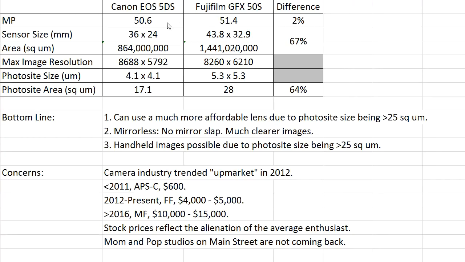So even though the pixel count is roughly the same, right? But when you do the square microns, how many square microns are on the sensor? Because we're at 67% increase in surface area, we have 864 million square microns on the Canon sensor. Okay, and then on the Fuji we have 1,441,020,000 square microns. Okay, and again that's a 67% increase.